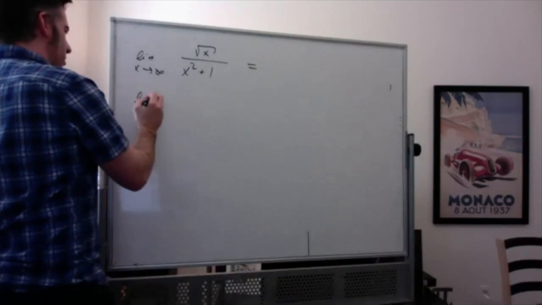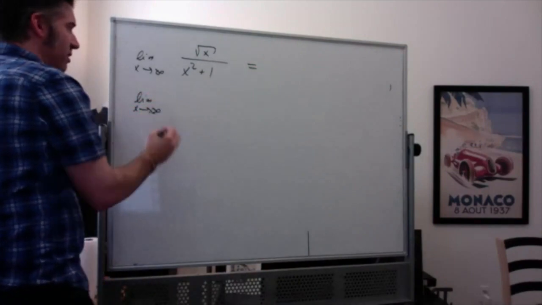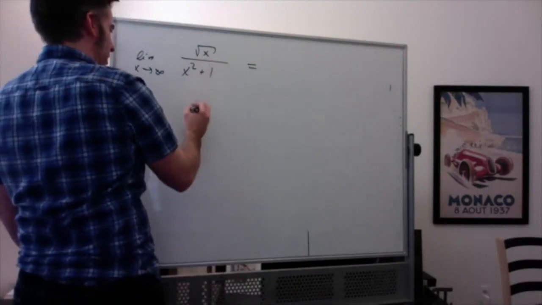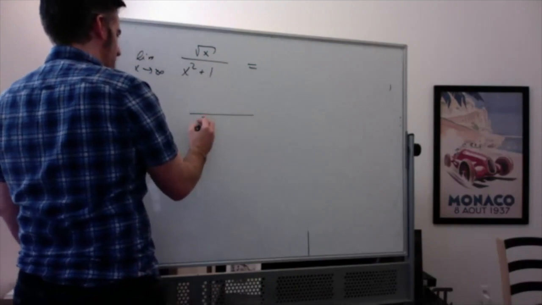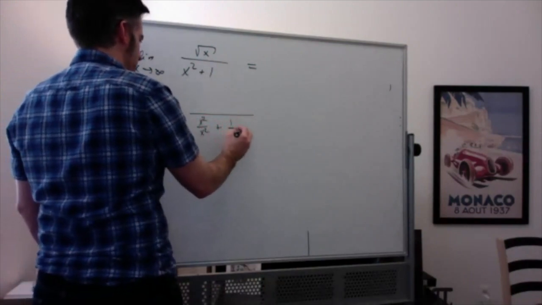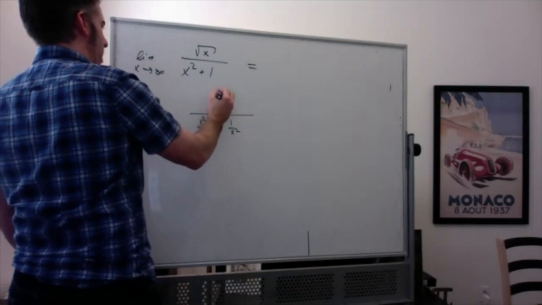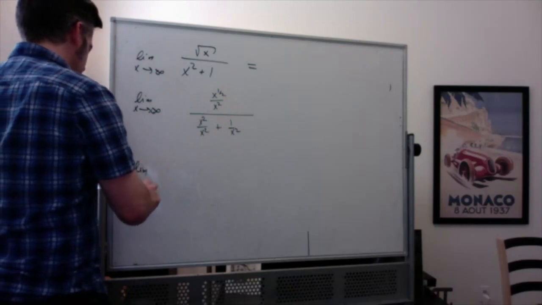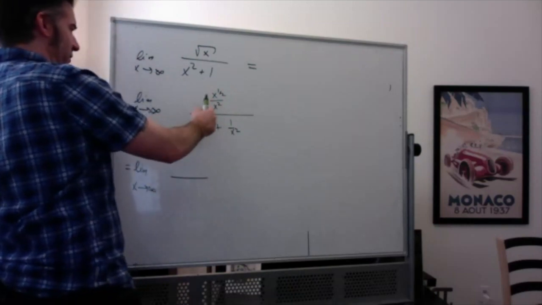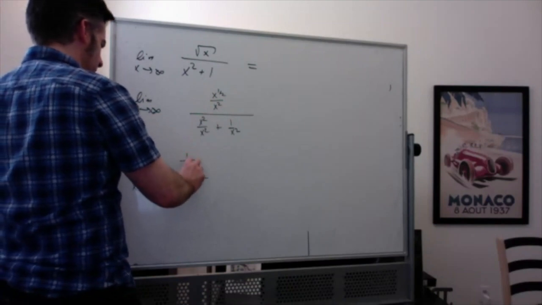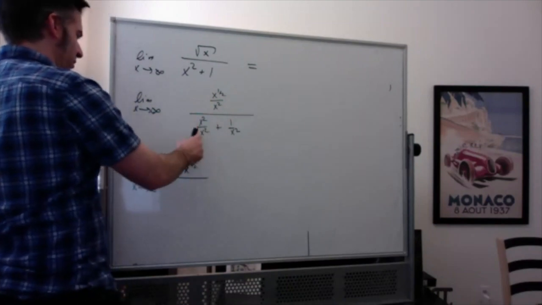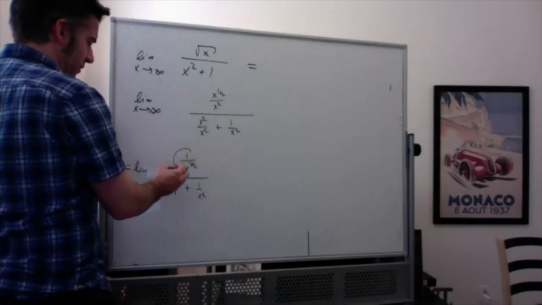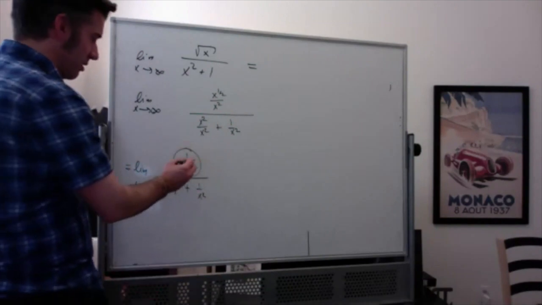This is the limit as x goes to infinity. I'm just going to divide everything by the highest power of x in the denominator. I'm going to divide everything by x squared. So in the denominator, I'm going to have x squared over x squared plus 1 over x squared. In the numerator, I'm going to have x to the 1/2 over x squared. This is going to equal the limit as x goes to infinity of x to the 1/2 over x squared reduces to 1 over x to the 3/2 power. X squared over x squared is 1. 1 over x squared over x squared. And then the limit of this, 1 over something that's getting really big, is going to be 0.